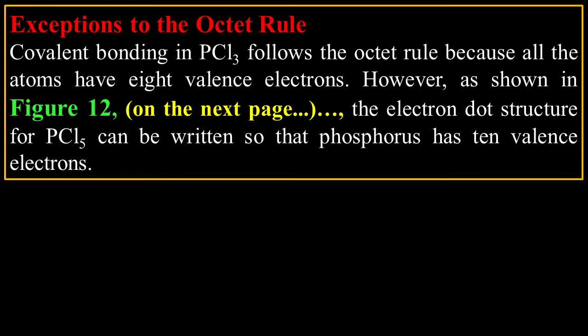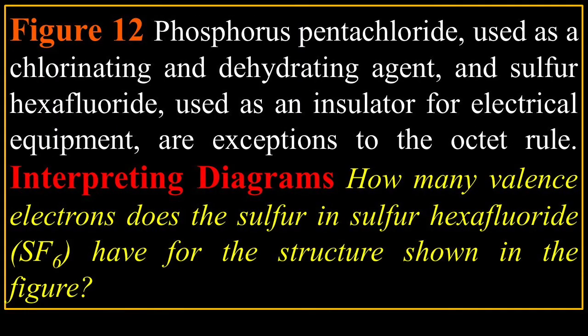And as they say when the plot's about to thicken, the plot's about to thicken. Phosphorus pentachloride, used as a chlorinating and dehydrating agent, and sulfur hexafluoride, used as an insulator for electrical equipment, are exceptions to the octet rule. Interpreting diagrams. How many valence electrons does the sulfur in sulfur hexafluoride, SF6, have for the structure shown in the figure? So we're going to do a counting thing.